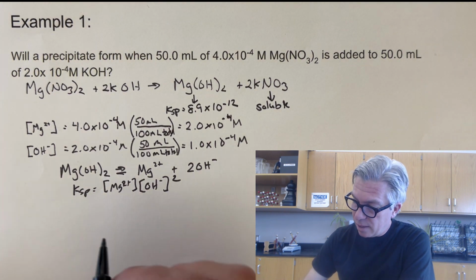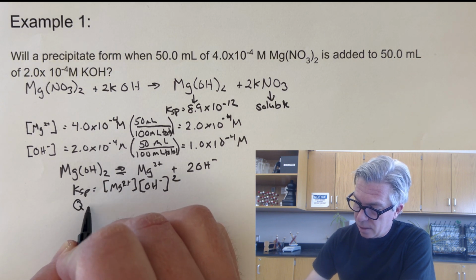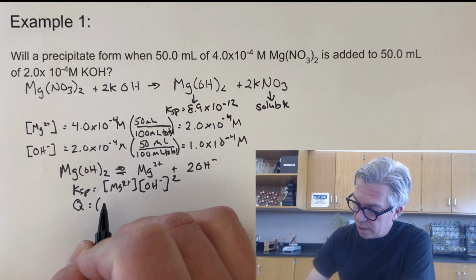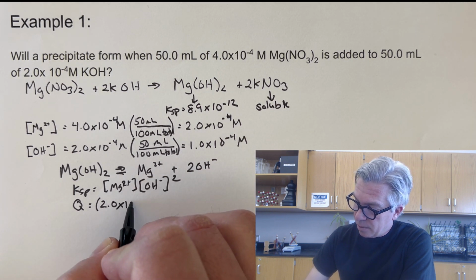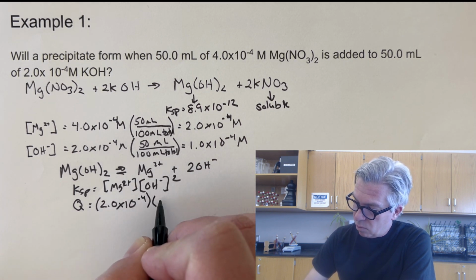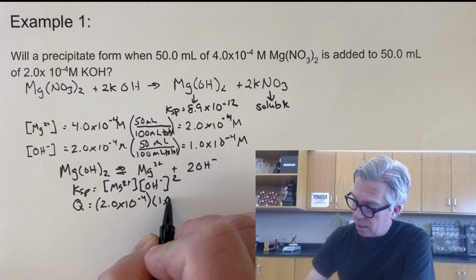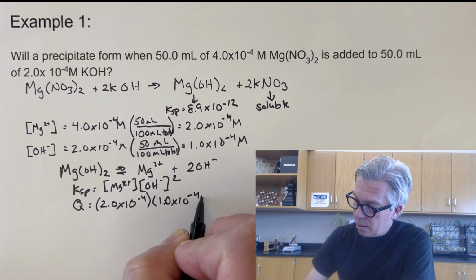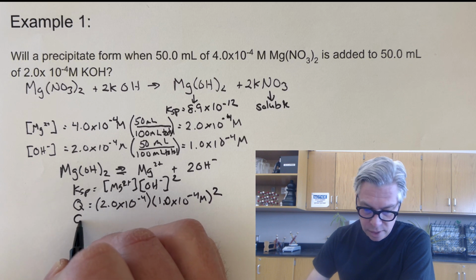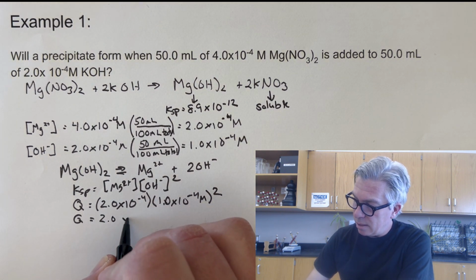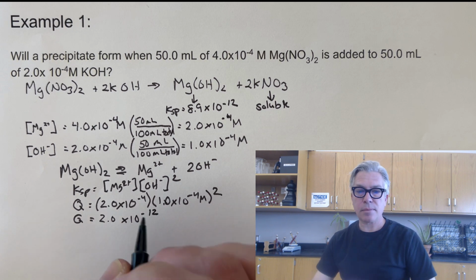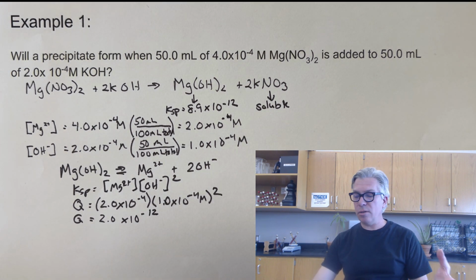So we're going to find the reaction quotient, the Q value. Under these current conditions, we're just going to plug in the concentrations that we have, 10 to the minus fourth, and 1 times 10 to the minus fourth squared. And when I work this out, I get a Q value of 2.0 times 10 to the minus 12th. Okay, so that's under the current conditions.